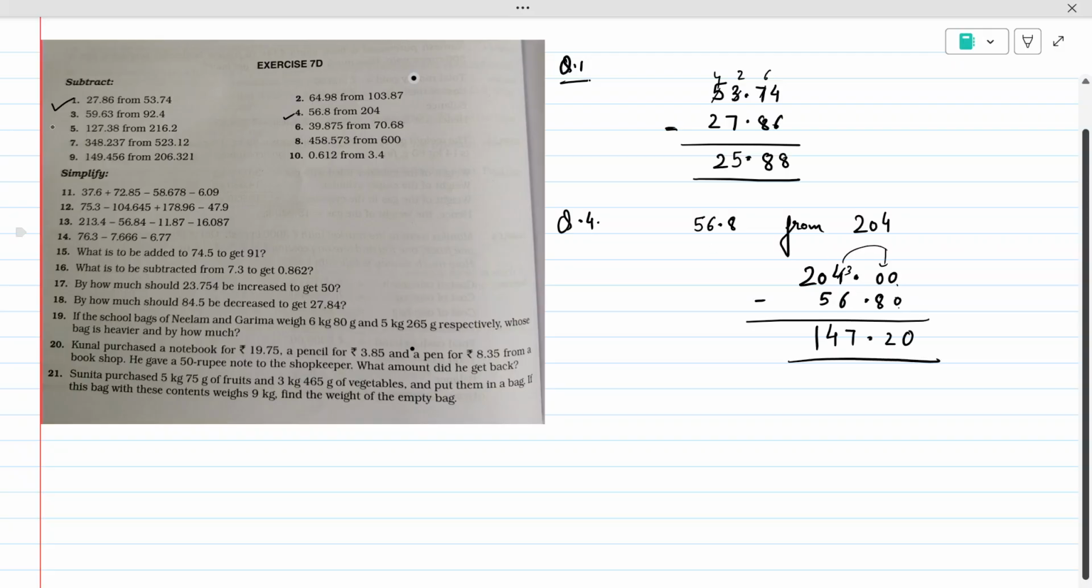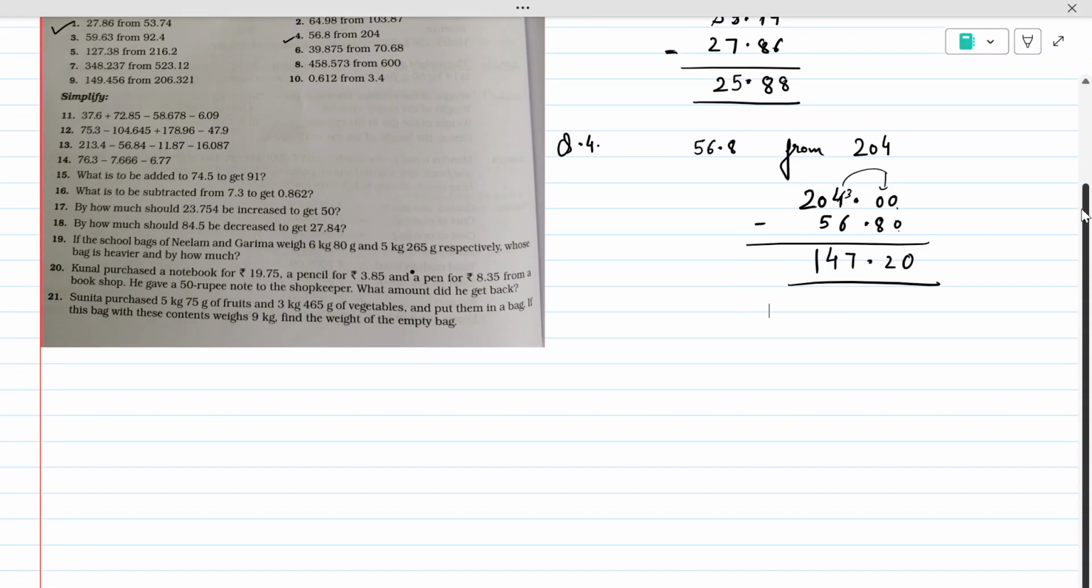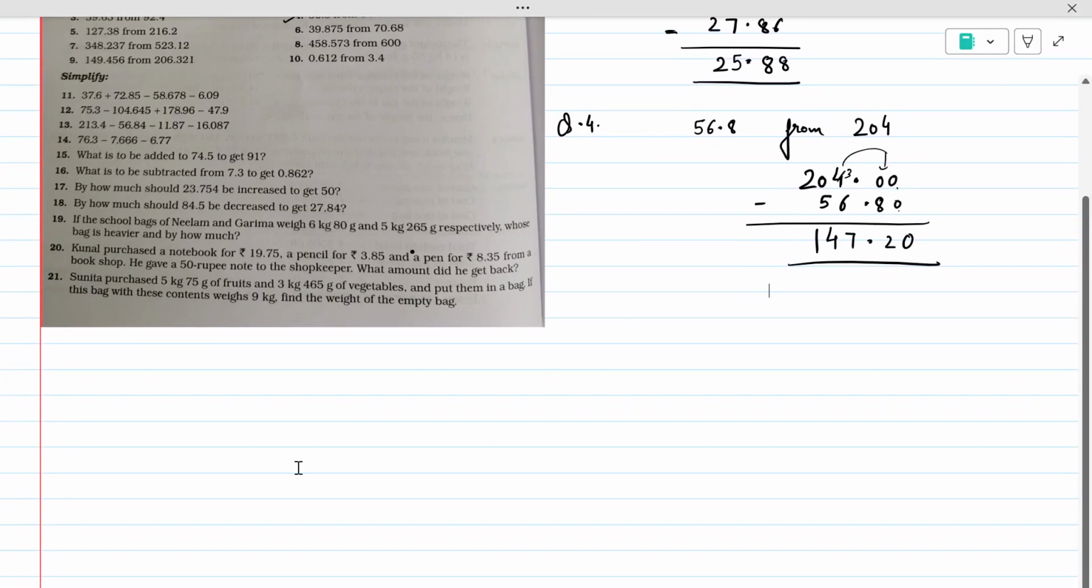So likewise kids, you can pick up other questions, all these questions for more practice. You just have to see that the numbers you are subtracting should be like decimals. Okay, and then you can subtract them. Now let us do question number 11, which includes simplification. So this is a mixture of both the operators, addition and subtraction.